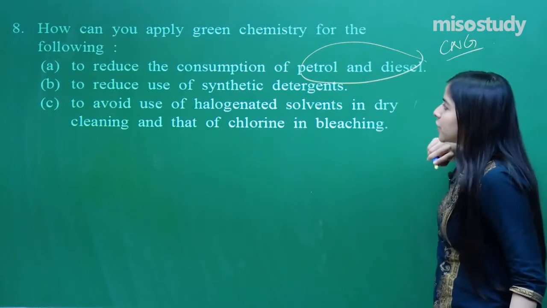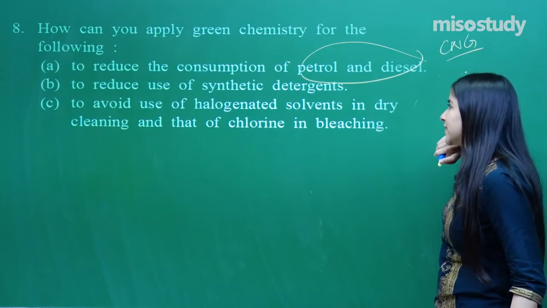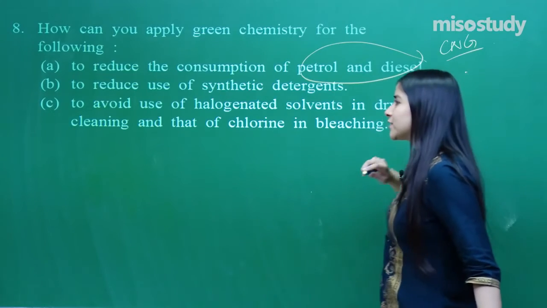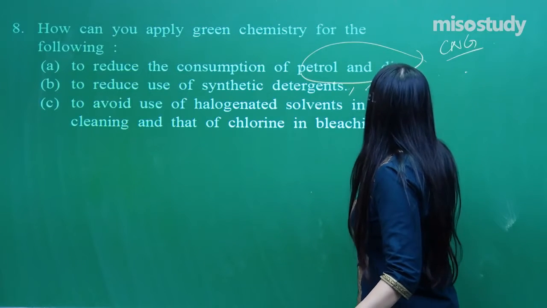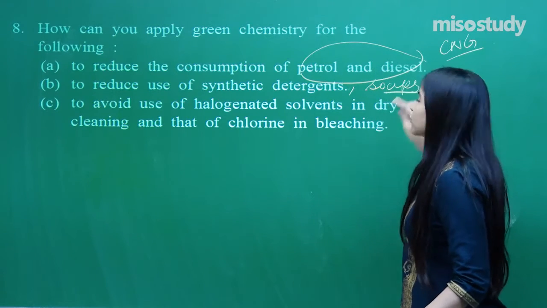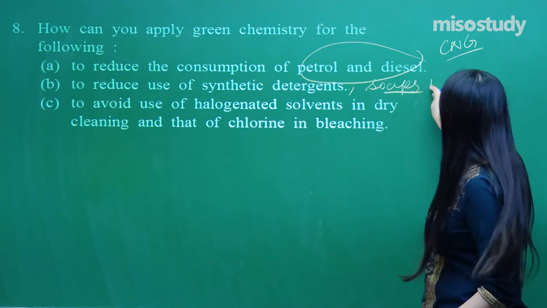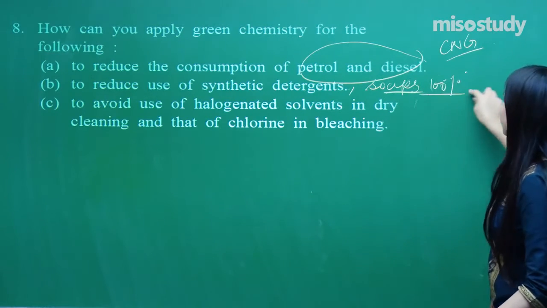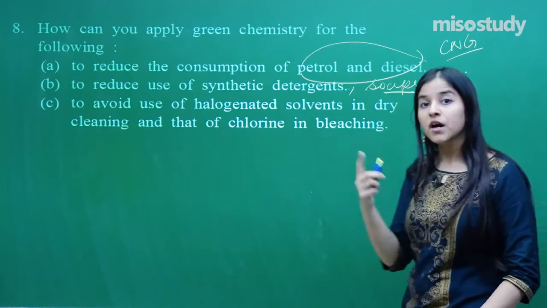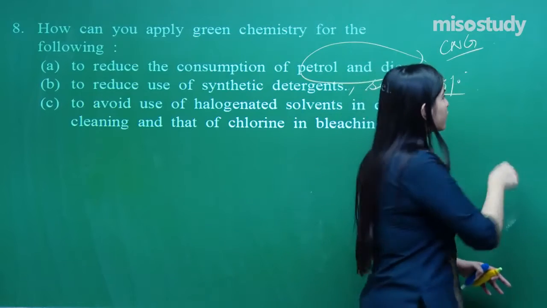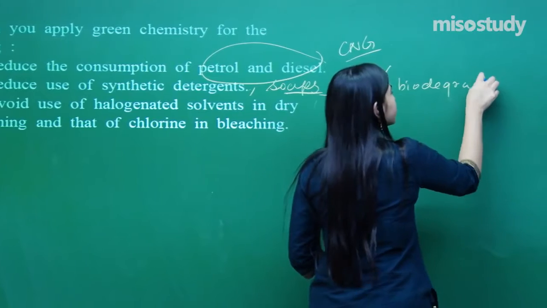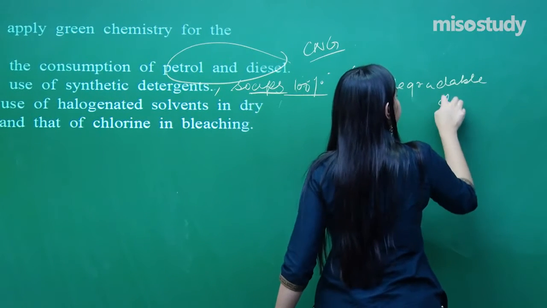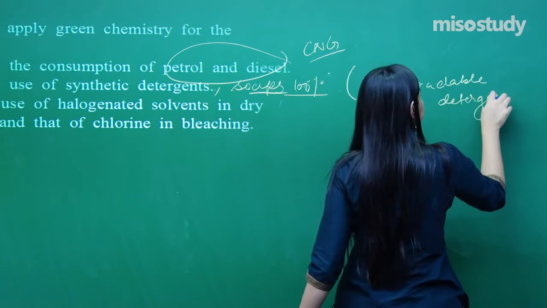Next one, to reduce the use of synthetic detergents. You know synthetic detergents are very harmful for the environment. What we can use is soaps. Soaps are 100% biodegradable. So instead of that we can use soaps, or rather, you have got an option of biodegradable detergents as well, right?